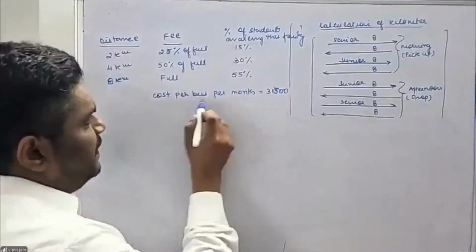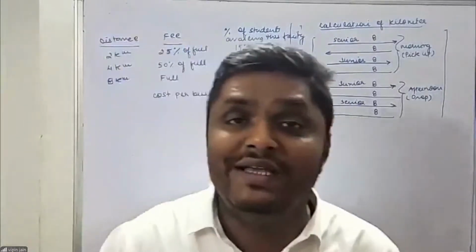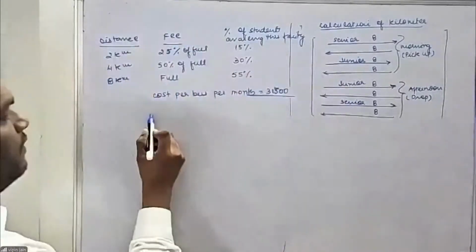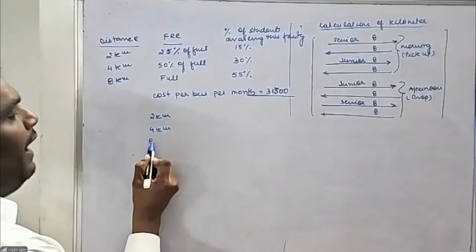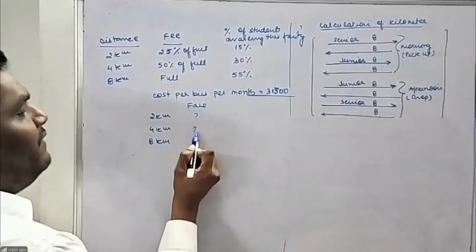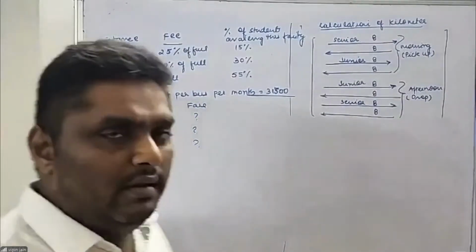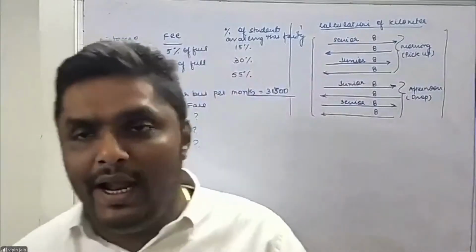Let's say the cost per bus per month is 31,500. So can you guys tell me the fare for 2 kilometer, 4 kilometer, and 8 kilometer? Waiting for your answers, guys.